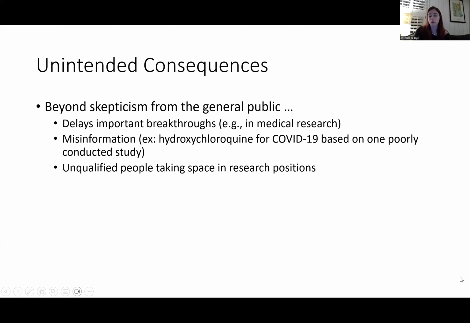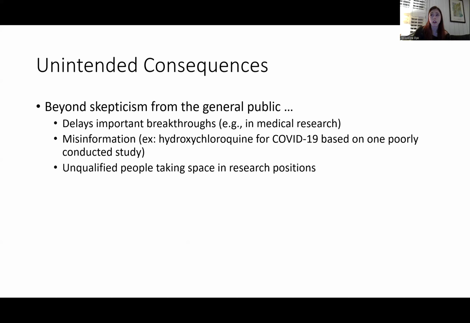So when we think about unintended consequences of ethical breaches in academic research, some things that we might think about are, especially in medical research, delays in important breakthroughs. So delaying a cure for a serious illness because someone was spending time doing research that was not valid, that was not legitimate research. We think about misinformation. So, for example, during the COVID-19 pandemic, there was a study that was conducted in Europe that was not well conducted. It was a not well run study that showed a cure, was what the researcher had said, of COVID-19 from hydroxychloroquine.